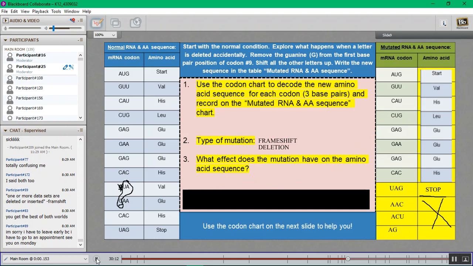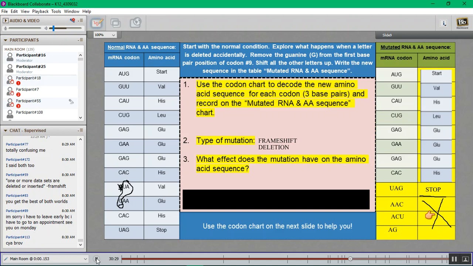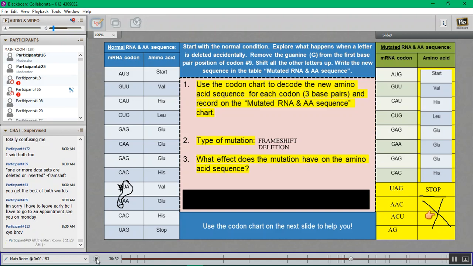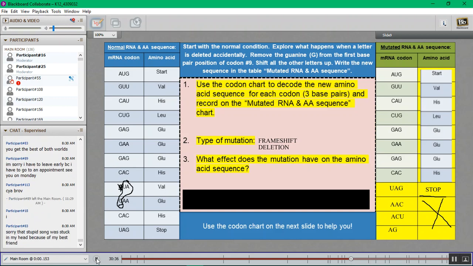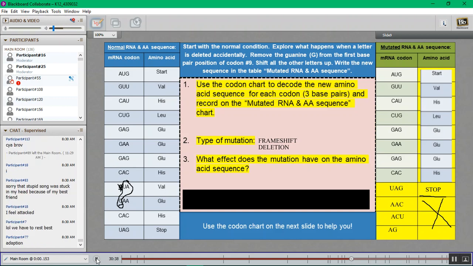It says, what effect does the mutation have on the amino acid sequence? Can I get someone on the mic who can tell me, how did this affect what was supposed to happen versus what actually happened? I'm going to let Olivia go. I think it's because since we have like the stop, we can't make any more proteins, so they just kind of like canceled out until there's like a start amino acid or something like that.